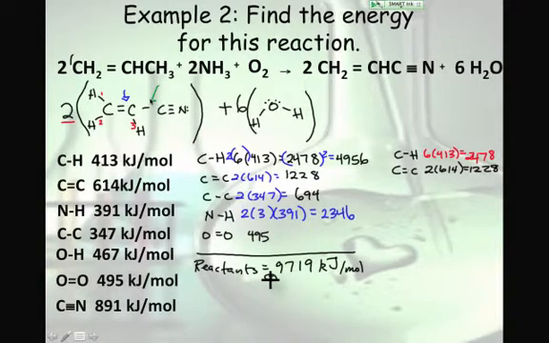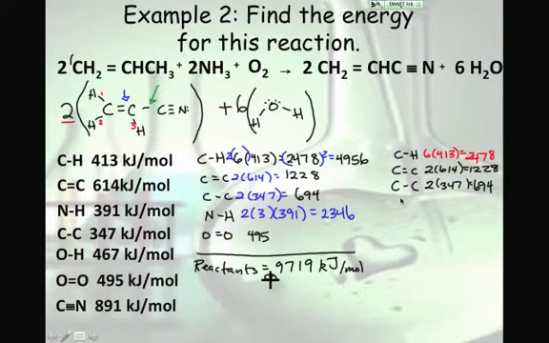Then the next one, let's look at the carbon-carbon single bond, this one. There's only 1 in this molecule, but we do have 2 molecules that are like that. So my carbon-carbon single bond is 2 times 347 kilojoules per mole, 694 kilojoules per mole.